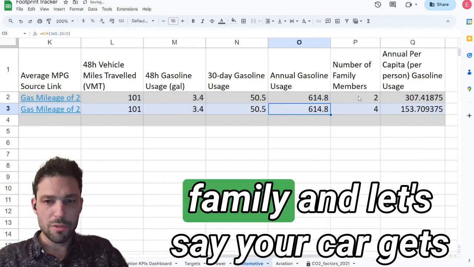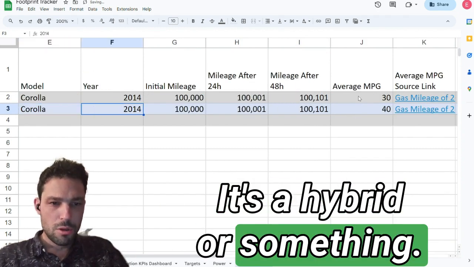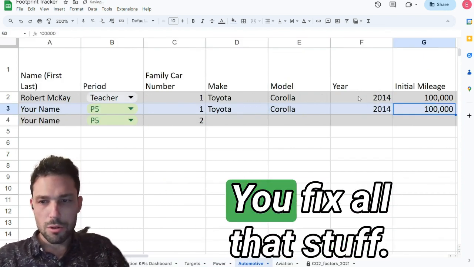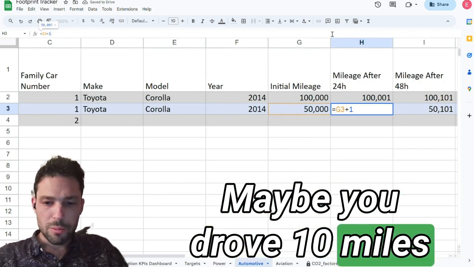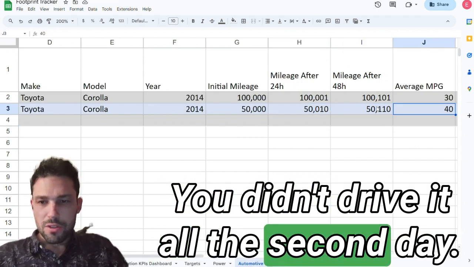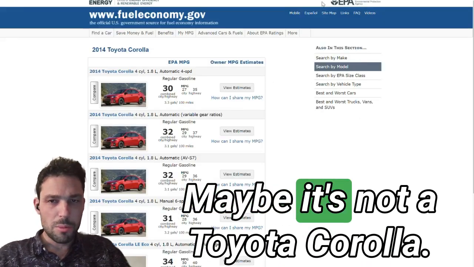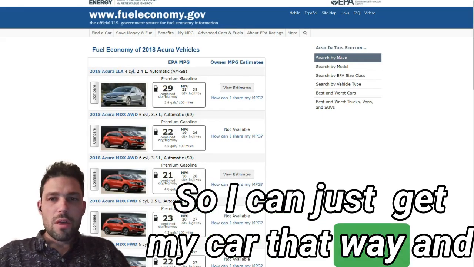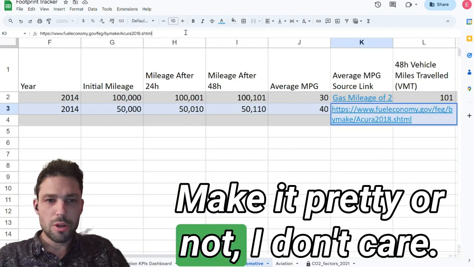Let's say you have 4 people in your family. Let's say your car gets 40 miles a gallon, hybrid or something, and you change the car, the name, obviously, right? You fix all that stuff, you fix where you drove 10 miles on the first day, and autofill. But all the second day, it's your source, right? You can click on this and then find your car, whatever it is. Maybe it's not a Toyota Corolla, maybe it's a 20 Acura. So I can just get my car that way and add in there, copy and paste the link. Pretty or not, I don't care.